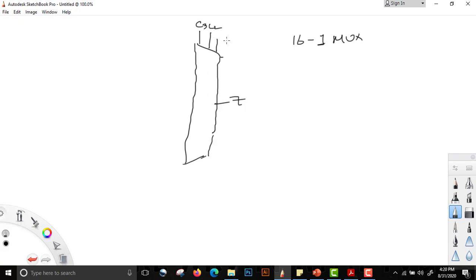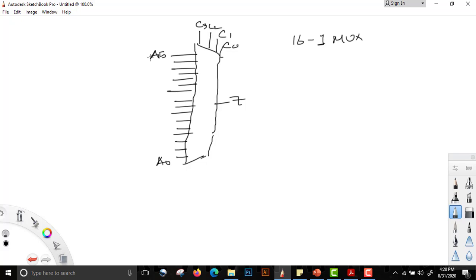Suppose we have over here a 16-to-1 mux, and the output here is Z. The inputs here are C3, C2, C1, C0, and here we have all different sorts of inputs, 1, 2, 3, 4, 5, 6, 7, 8, 9, 10, 11, 12, 13, 14, 15, 16. We have inputs from A0 to A15.